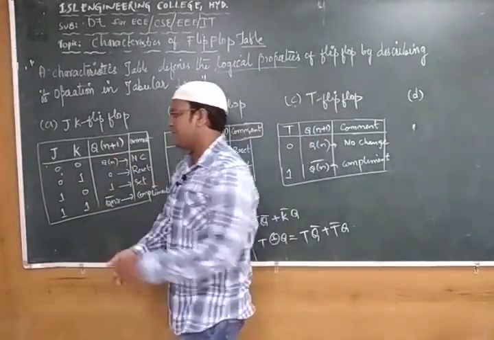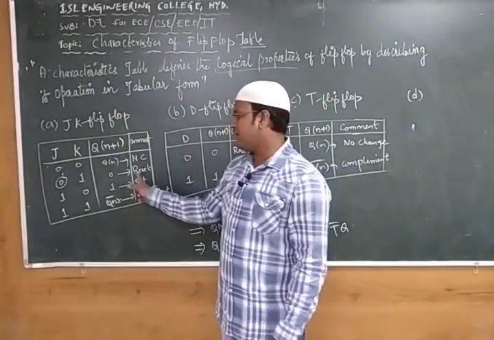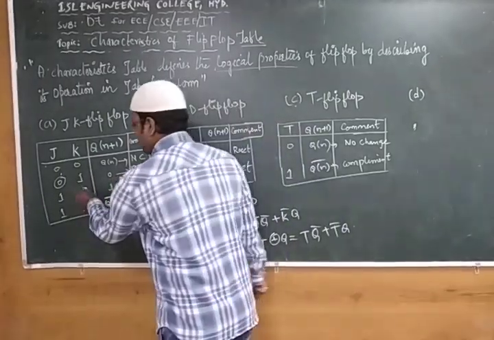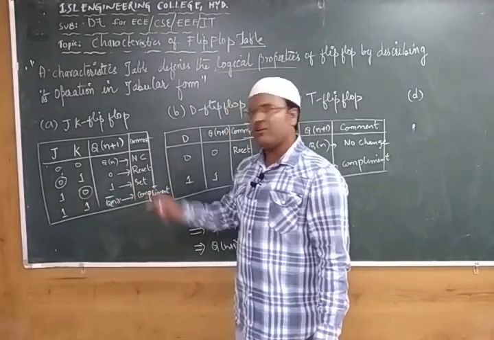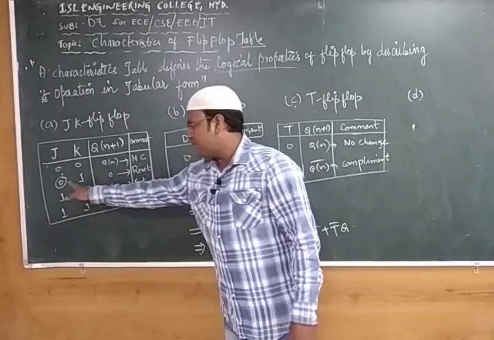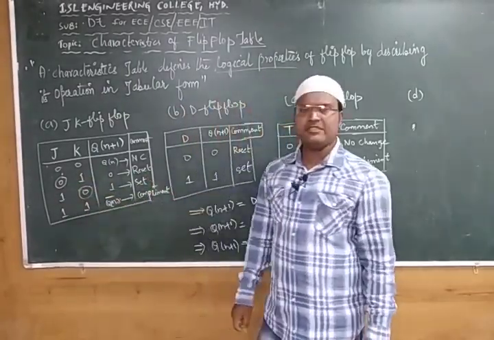So when we are giving J equals 0, what does that mean? It is behaving like a reset, so the output is 0. When K equals 0, again it is behaving like a reset. So for that, what can I write? I can write it equals 1. So when J is 0, it is behaving like reset. When K is 0, it is behaving like set.